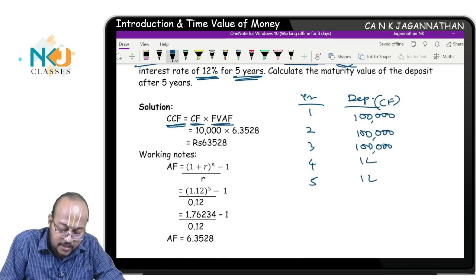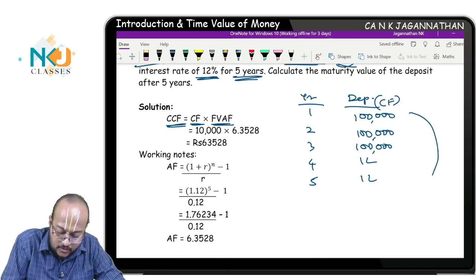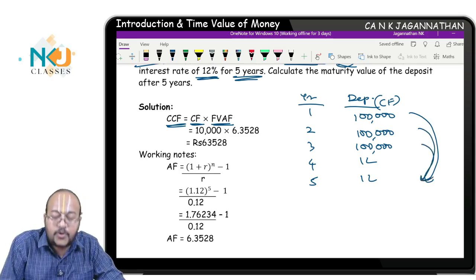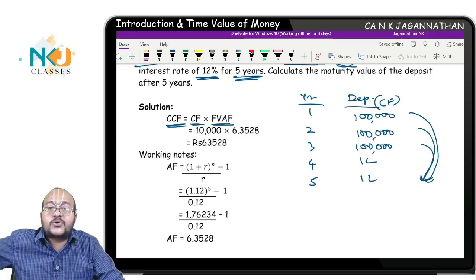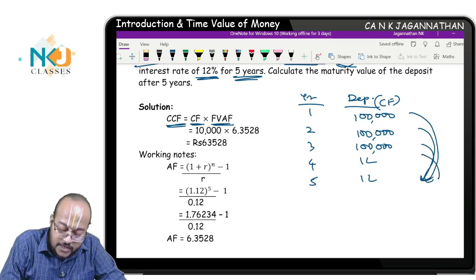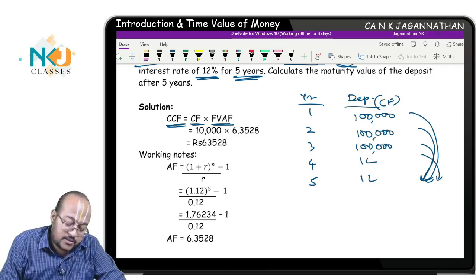Now what happens is this. You need to take it to future value. This 1 lakh at the end of year 1, you need to take it to the 5th year. Second also you need to take it to the 5th year. Third also, compounding. Correct? You add interest and take it to a future date. Today's cash flow, you take it to future days, known as compounding. Next, so how to do it?